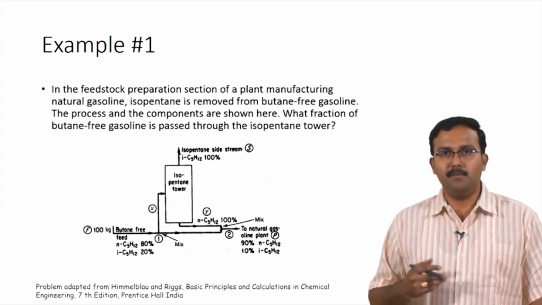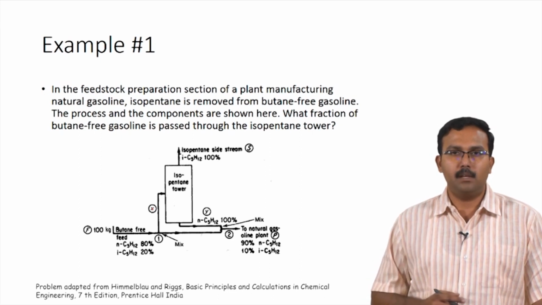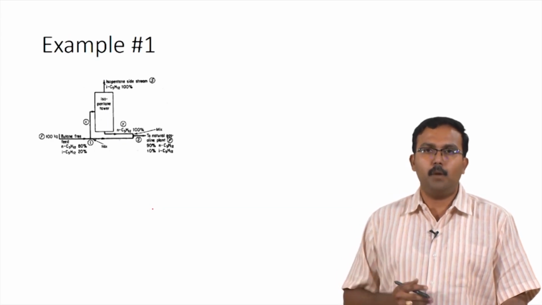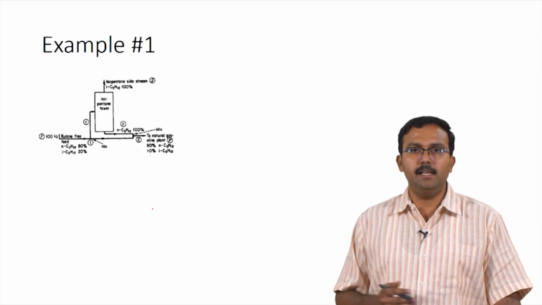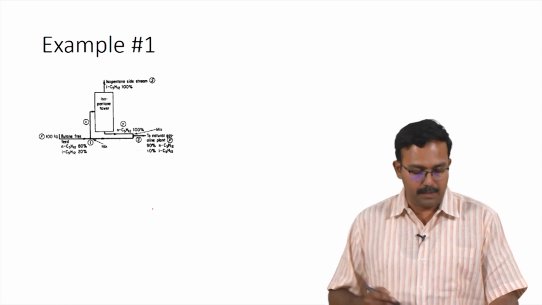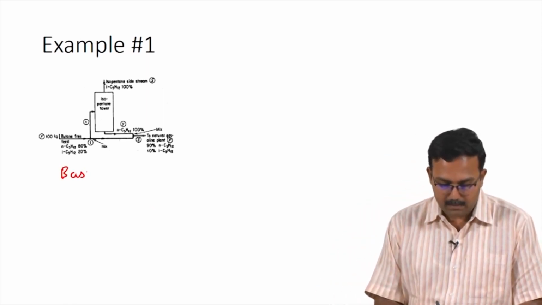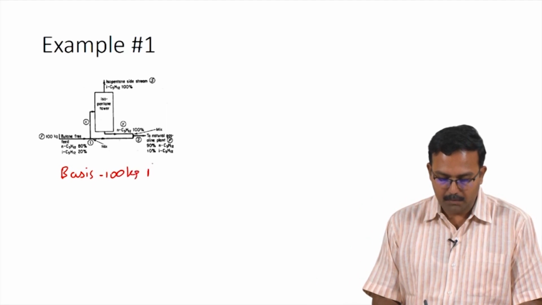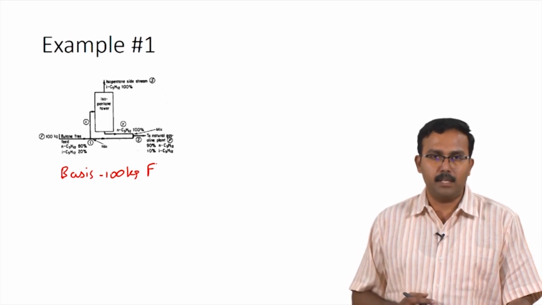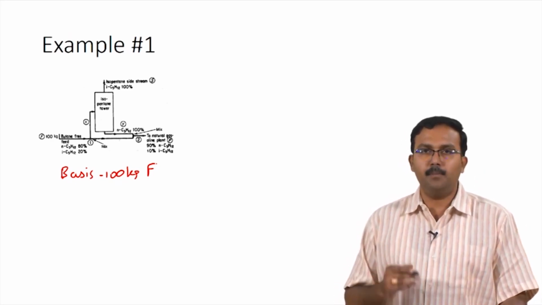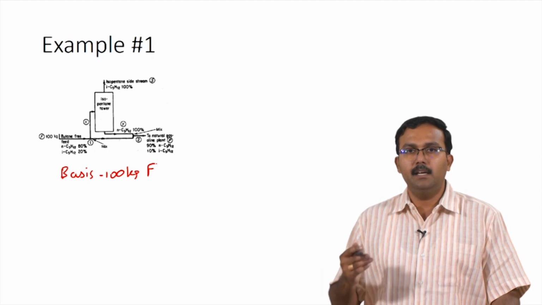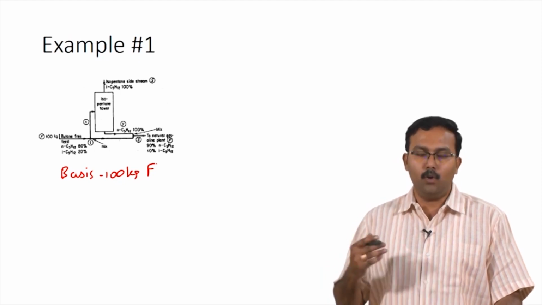Now, what would be the system we would want to choose for performing these calculations? The first step for any material balance problem is to identify the basis. In this problem, 100 kilograms of butane free gasoline is being fed to the system, which means the basis would be 100 kilograms of butane free feed. So, we will use the basis as 100 kilograms of F. We can identify different systems for performing the material balance calculations. To identify how much of the isopentane side stream, which is S, and the natural gasoline being sent to the plant, P, are being produced, we will consider the overall system.